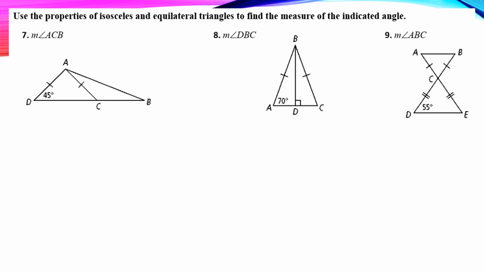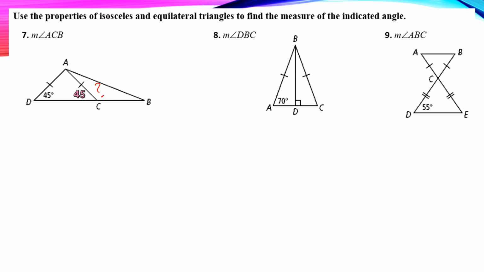Now for 7, 8, and 9, this is not as tricky as it seems, but we are only finding one angle measure here. So we are trying to find the measure of angle ACB, which is right here. Okay, so if I know that that triangle is an isosceles triangle, that means angle ACD is 45 as well.